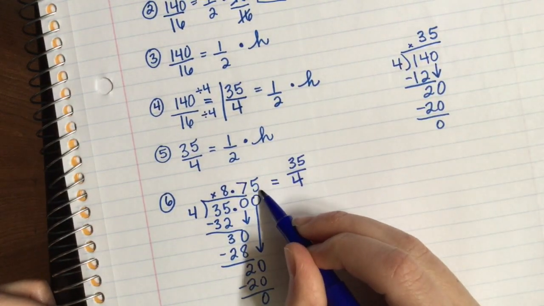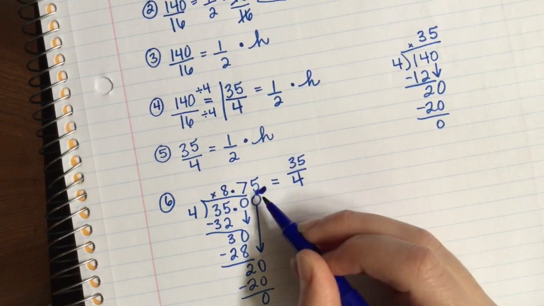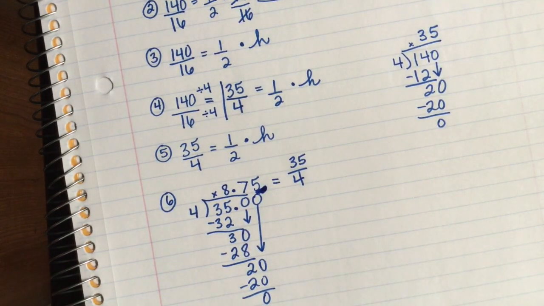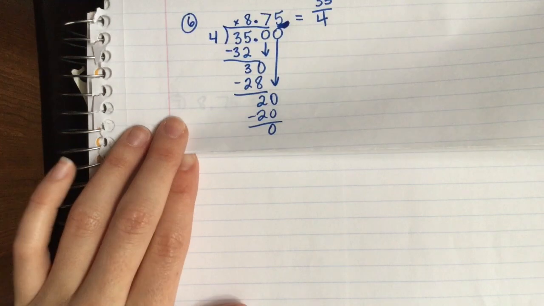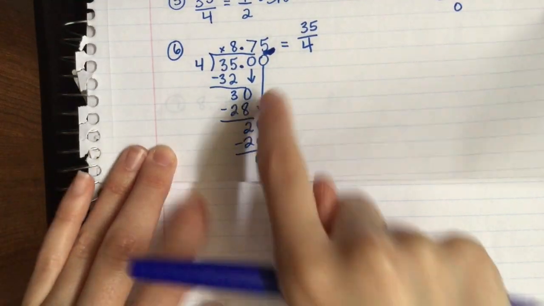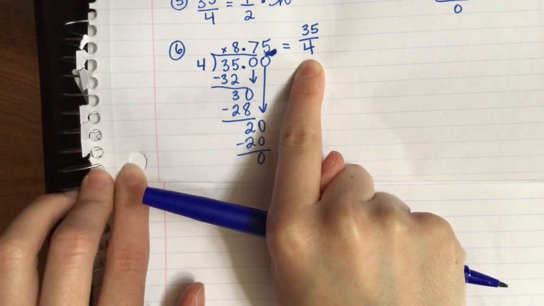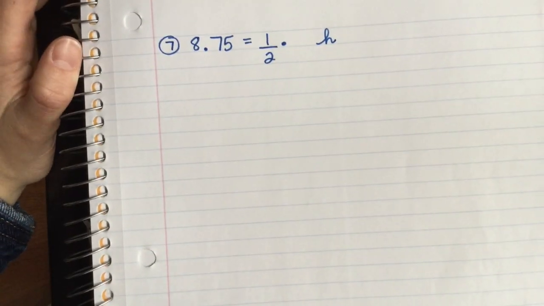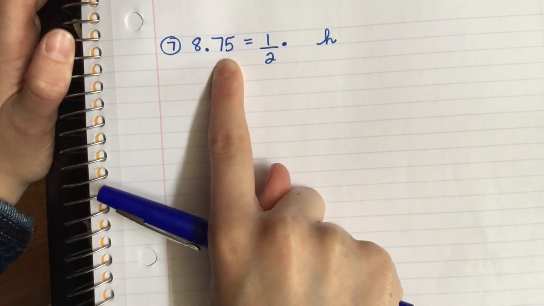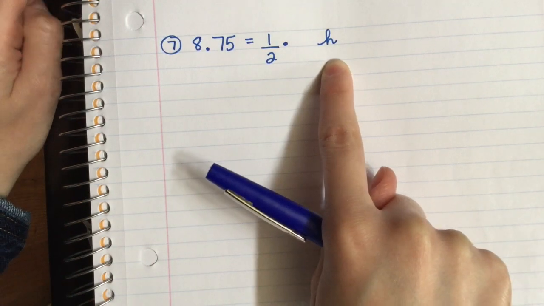So we're going to plug this number into our formula moving forward, and I'll write it down here as our next step. I ran out of space already, so I started a new one, but like I just said, we're going to plug in 8.75 wherever we see 35 over 4. So that's what I did. We have the same idea. We have 8 75/100ths equals 1/2 times h.